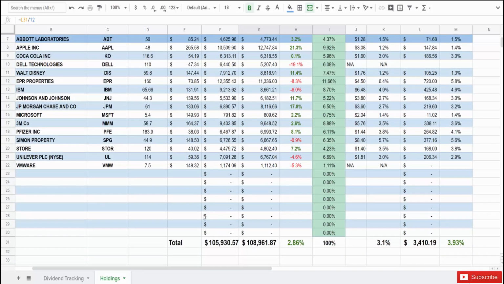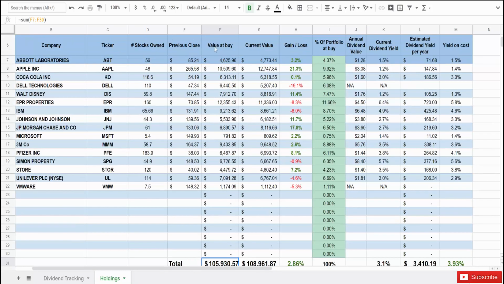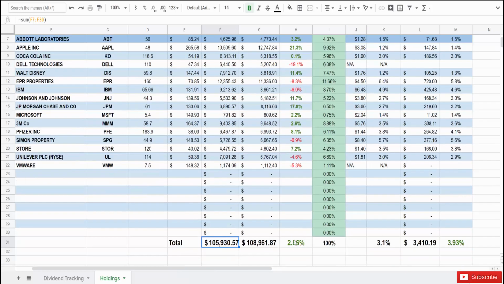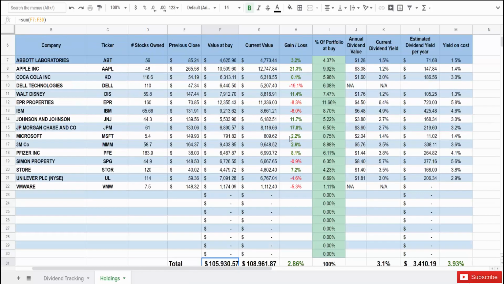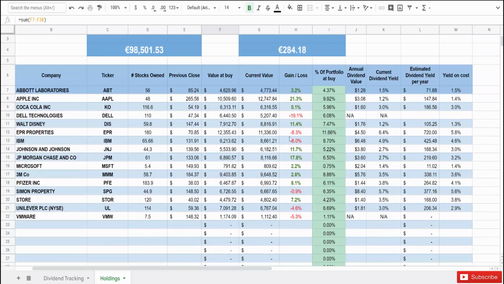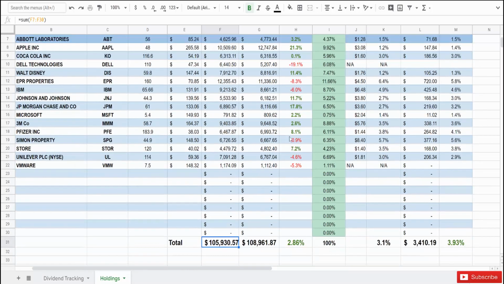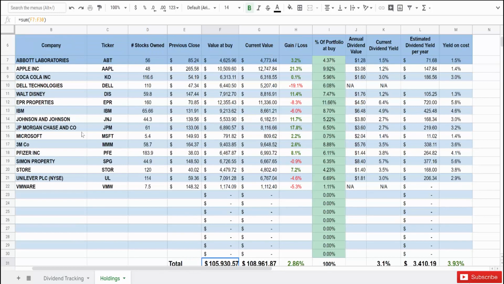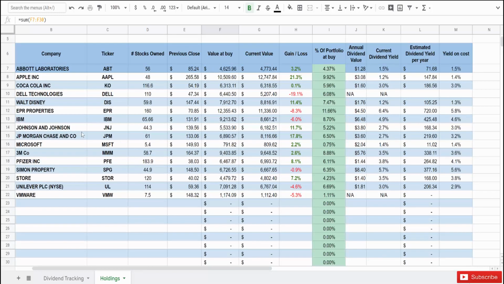So this is the file that you are used to seeing, having into account the value in dollars of the stocks, of the price at which I purchased all of these stocks and the current value. I've gone up 2.86%. I started to invest heavily in this portfolio in August 2019. And my yield on cost, okay, for the dividends that I'm earning is 3.93%.